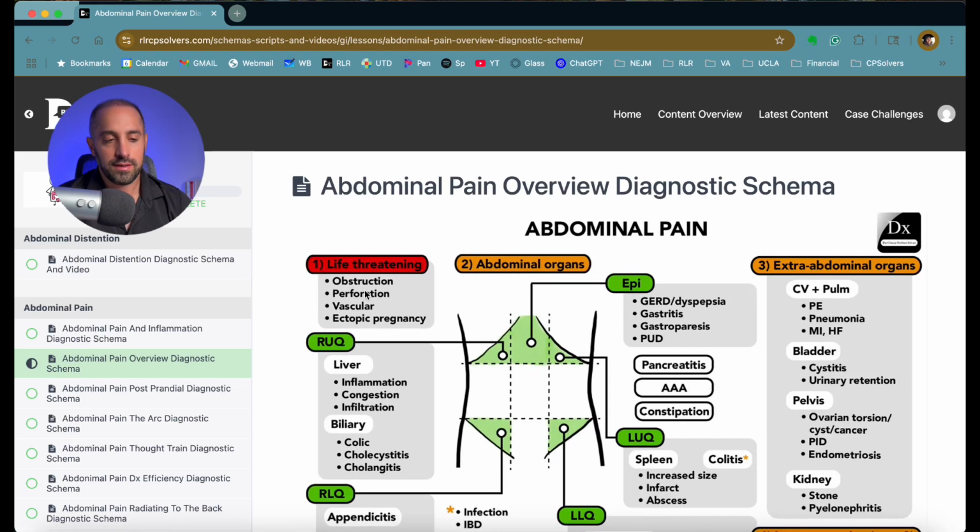It doesn't mean you need to test for them, just that you need to think of them. Because if you don't think of them, then there's a chance you're going to miss a life threatening diagnosis. And right away, I love this: obstruction, perforation, and vascular issues.